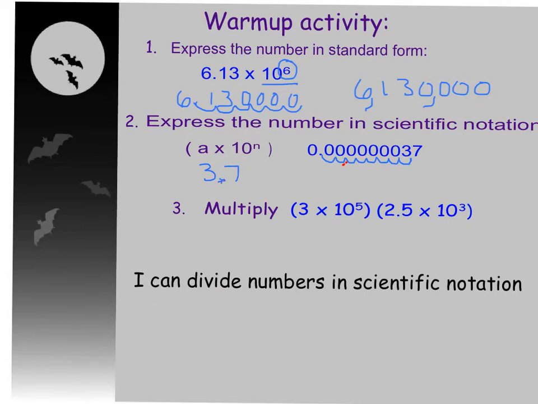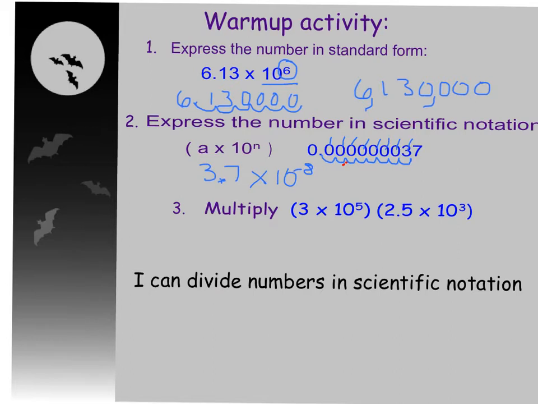3.7. So there's always going to be one number that's not a zero before the decimal point. And it's going to be times 10 to the, and how many times do we move that decimal? 1, 2, 3, 4, 5, 6, 7, 8 times. And because we had a very small number, our exponent is going to be negative. I always double check. 1, 2, 3, 4, 5, 6, 7, 8.